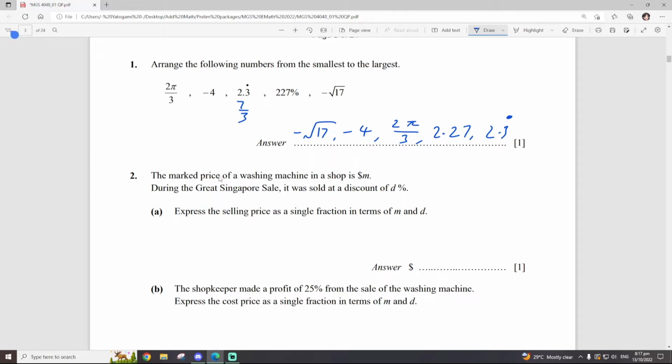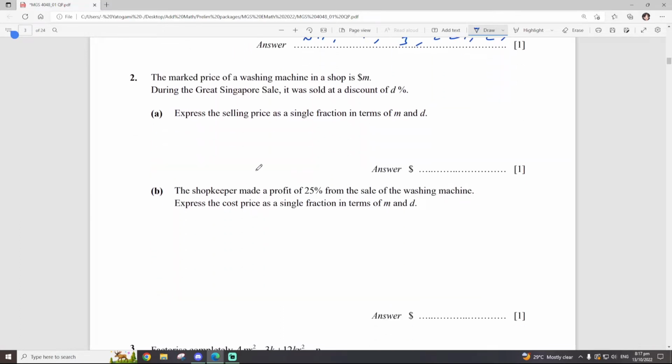Okay. Question 2. Mark price of washing machine is $M. During the Great Singapore Sale, it was sold at a discount of D%. What's the selling price? Okay, so if you have a discount of D%, then the remaining is 100 minus D, right? But to get rid of the 100%, you need to divide by another 100. So it's 100 minus D divided by 100 times M.